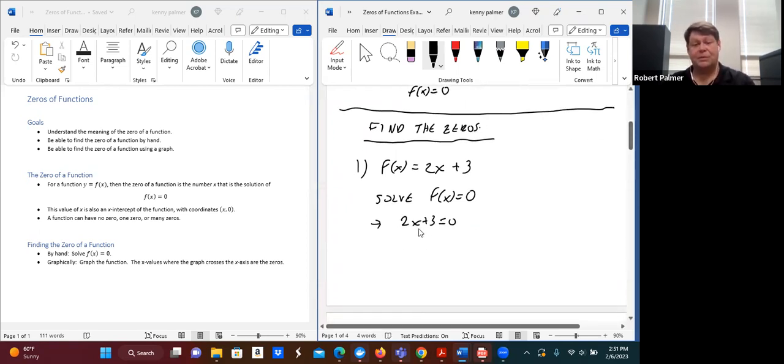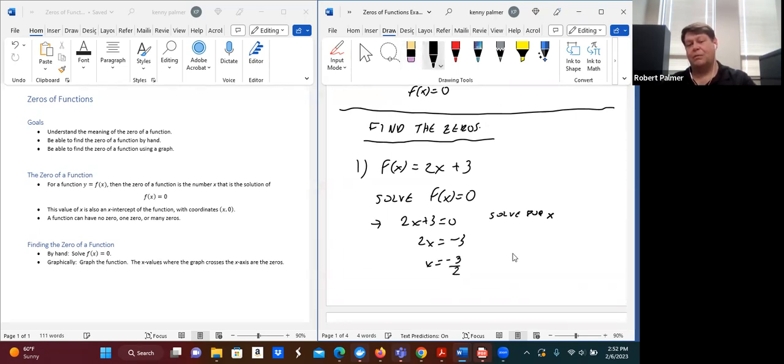So we simply solve for x. Subtract 3 from both sides. We have 2x is equal to negative 3. Then divide both sides by 2. x is equal to negative 3 over 2, and that is our zero. In this case, there's only one. Also, the x-intercept of our graph has the coordinates negative 3/2, 0.